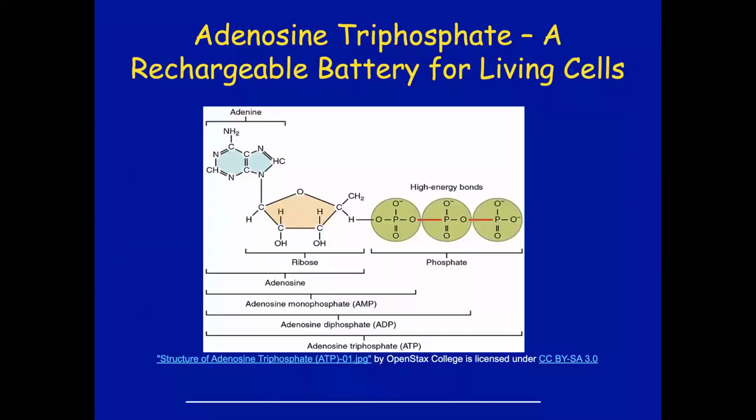That shows you what ATP looks like. So you see the green circles on the right. 1 or possibly 2 of those can break off quickly through hydrolysis.